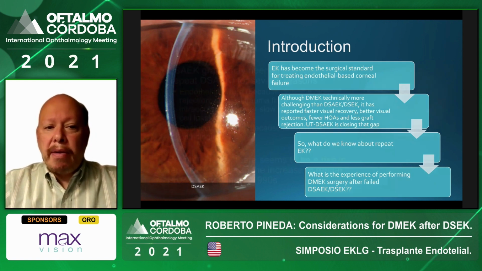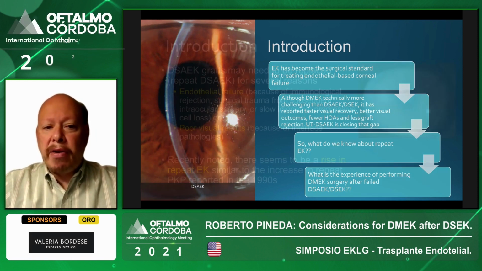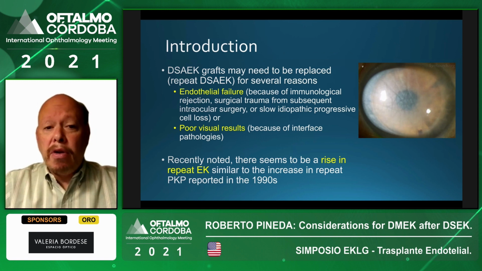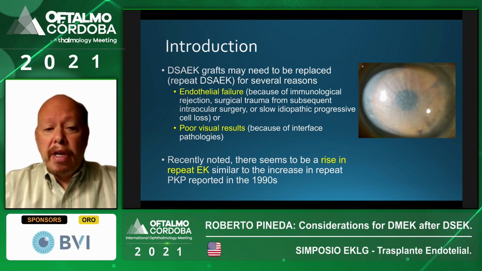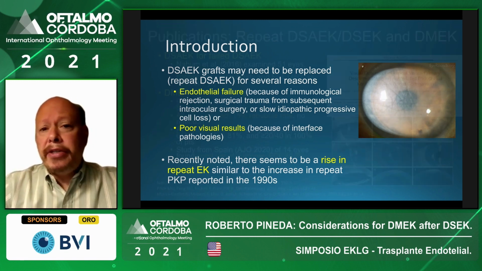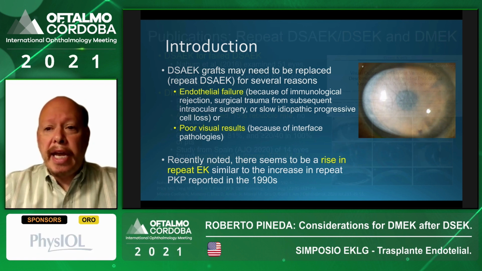So DSAEK grafts may need to be replaced for several reasons. The most common is endothelial failure, which may be immunologic based or just from slow idiopathic progressive cell loss, as well as from subsequent intraocular surgery. The other reason is usually from poor visual results, such as interface pathologies. It's also been recently noted that there is a rise in repeat endothelial keratoplasty, similar to that noted with penetrating keratoplasty in the 1990s. So what does the literature say about repeat DSAEK and DMEK?